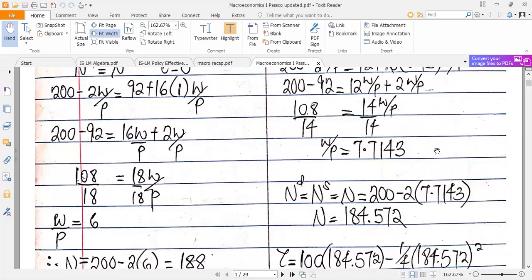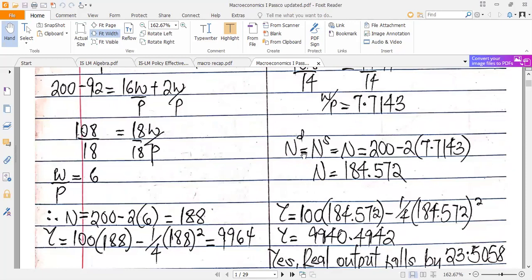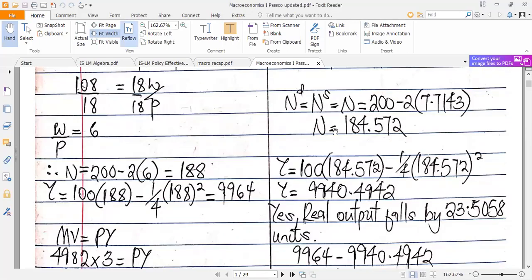All right. So now that we have our W over P, we can find our N. You either put it into the old ND or the new NS, and that gives us 184.572. I'm sure you can see there's a reduction in N. If you increase the marginal tax rate, the after-tax real wage is going to fall. That will cause a reduction in labor supply. So the labor supply function will shift upwards, causing a reduction in N. So this is our new N.